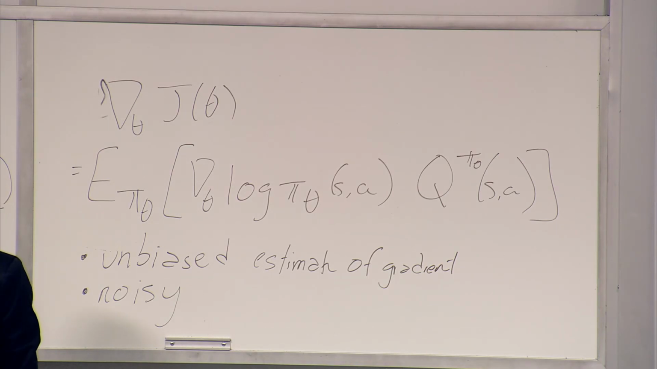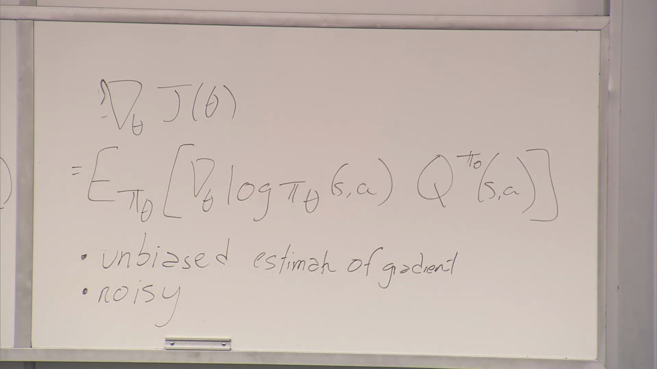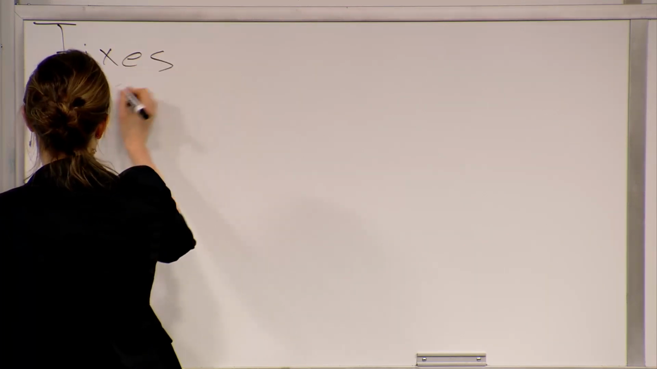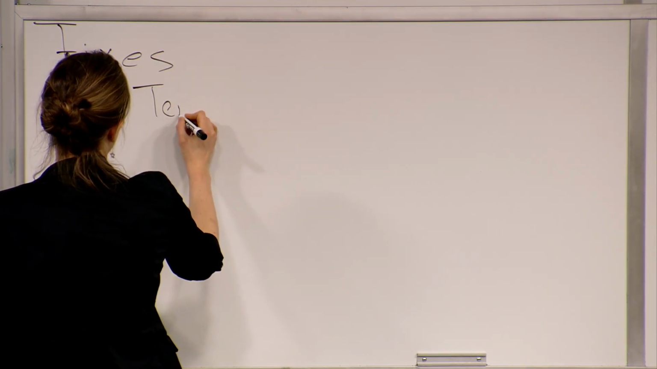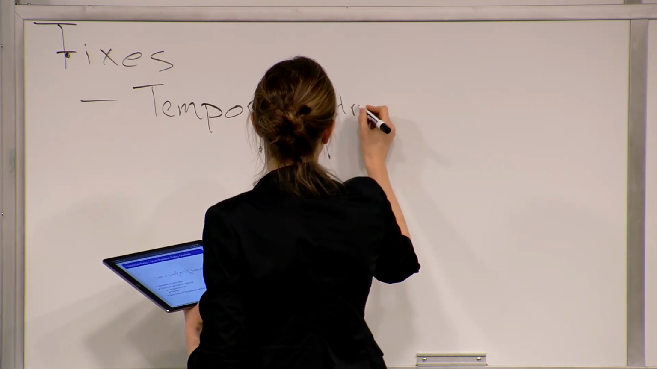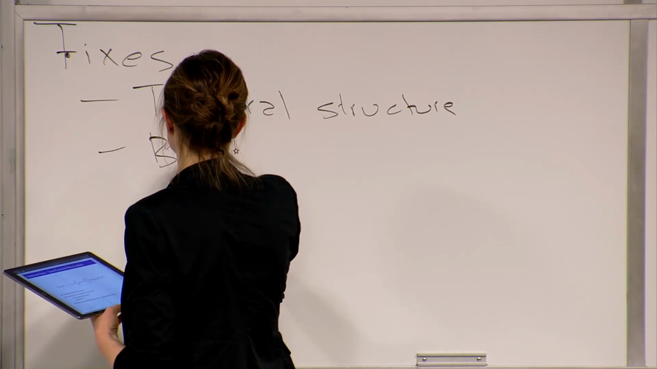So what can make this actually practical? There are a number of different techniques for doing that, but some of the things we'll start to talk about today are temporal structure and baselines. Okay, so how do we fix this? We're going to start to look at fixes: temporal structure and baselines.